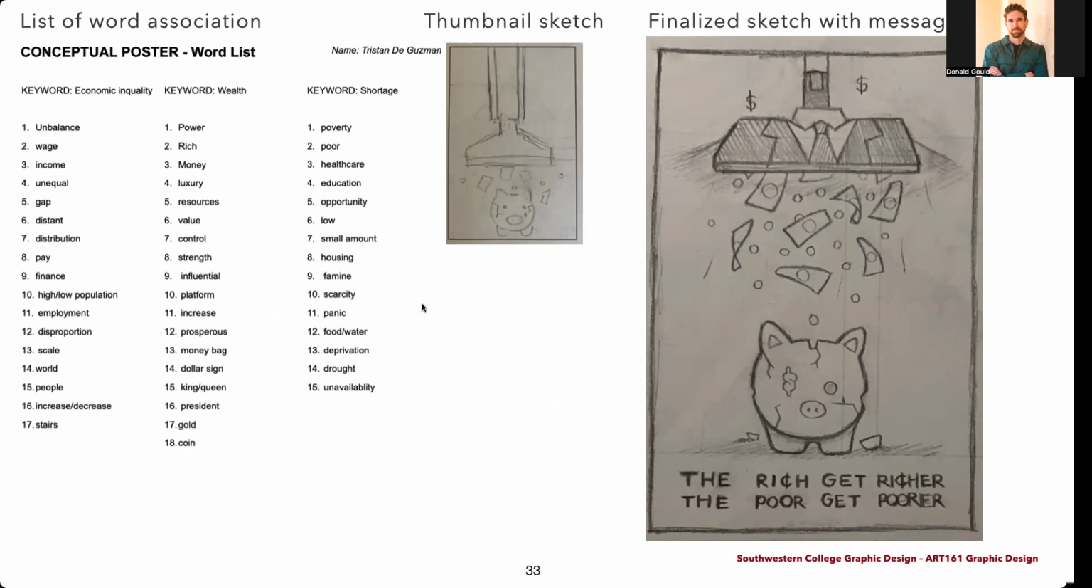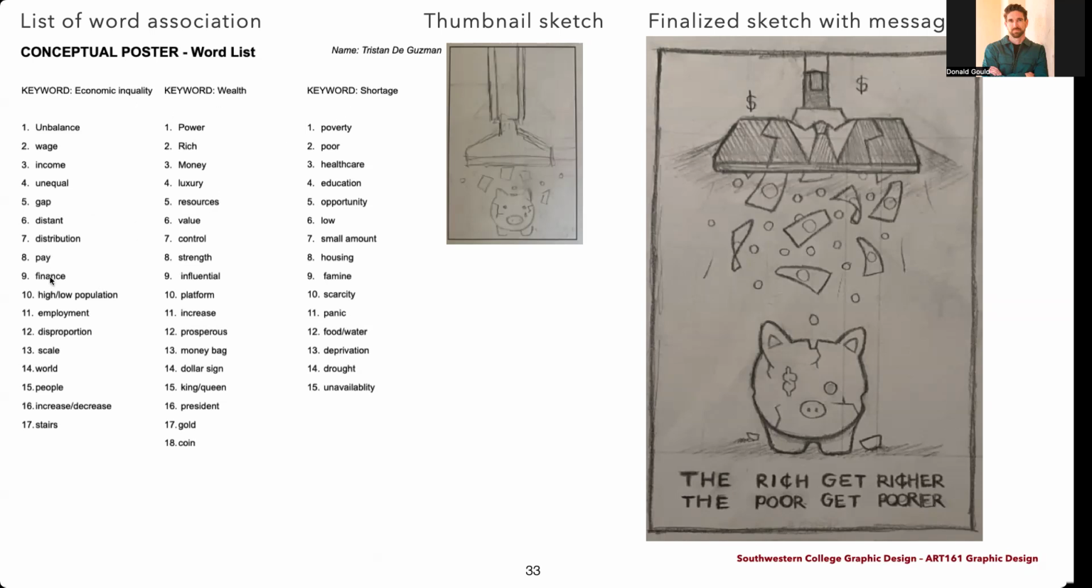And this is actually from the template that's found in the module. And you can see that there are 3 lists. And in each one of these lists, there are numbers 1 through 15. So for this one here, they're using economic equality as the keyword, wealth as the next keyword, and then shortage. And they're thinking of words or visuals that are related to each one of these ideas.